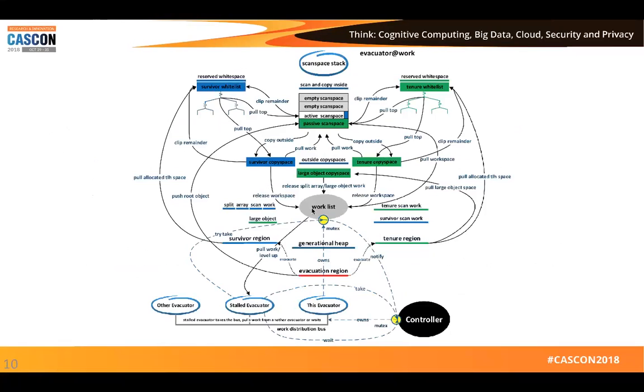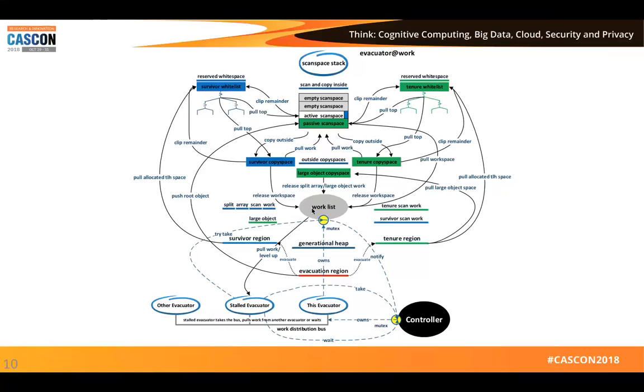Okay, so here's a complicated diagram. I'm just using this to highlight these features that I just described, and I want to animate some of the workflow for an Evacuator thread. So each Evacuator thread has all of these features. Here's the scan stack here. It's a whitelist for survivor, whitelist for tenure, copy space for survivor, copy space for tenure. I've got a large objects copy space here as well.